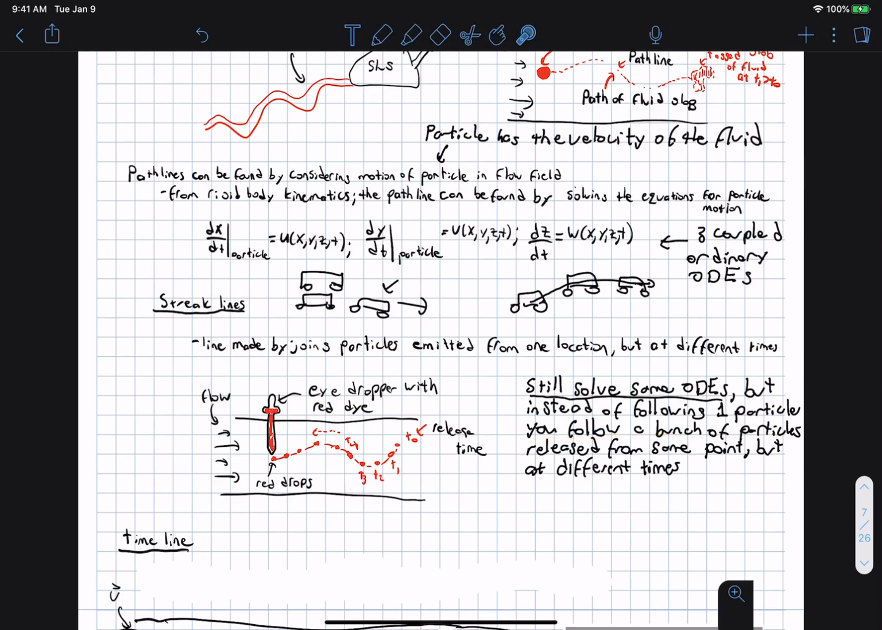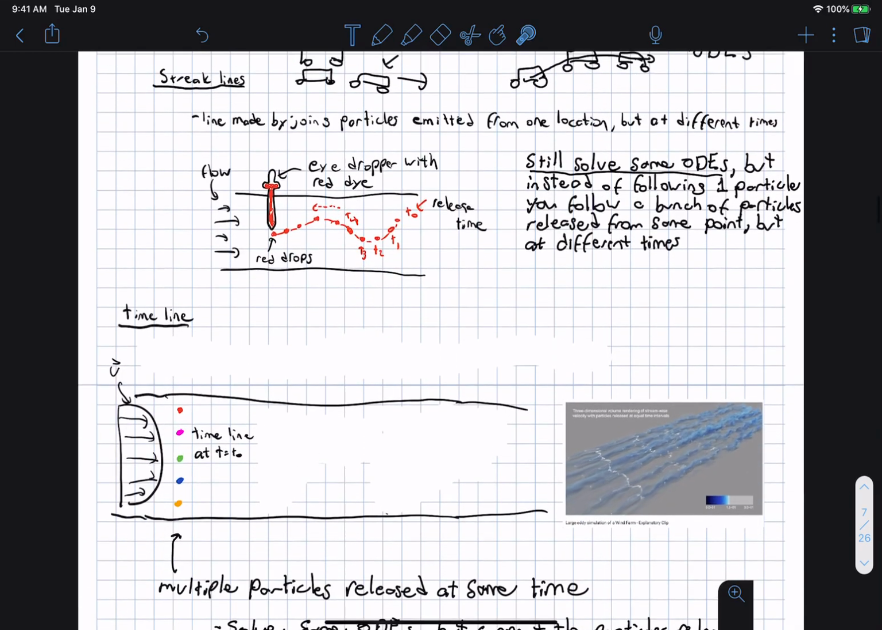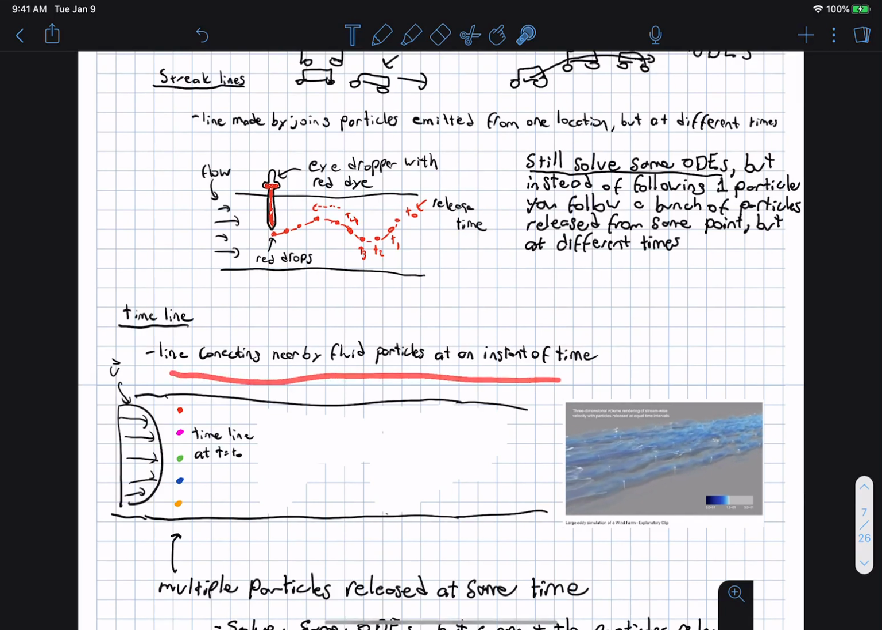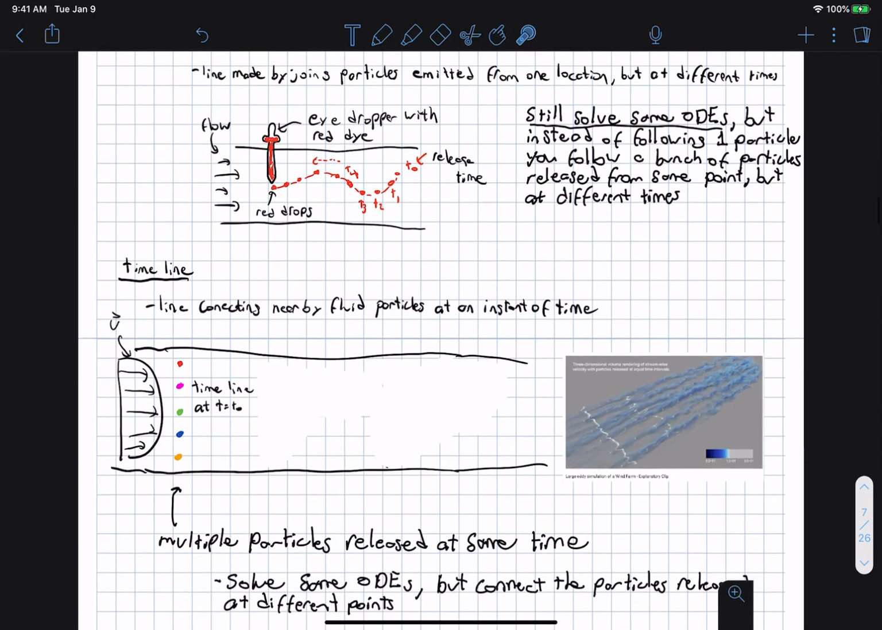Okay, and then the third related one is called a timeline. And I briefly mentioned that in another video. And a timeline is a line that is connecting nearby fluid particles at an instant of time. And so I showed this GIF image earlier because this is a computational fluid dynamic video of the flow in an array of wind turbines, and these little white wispy things that you see right there, those are timelines. And so this here is a timeline.